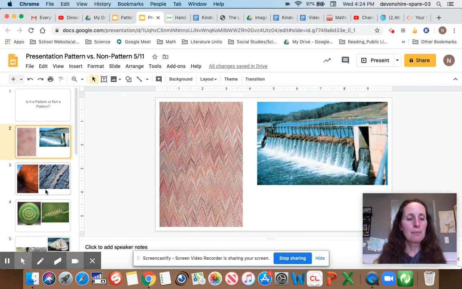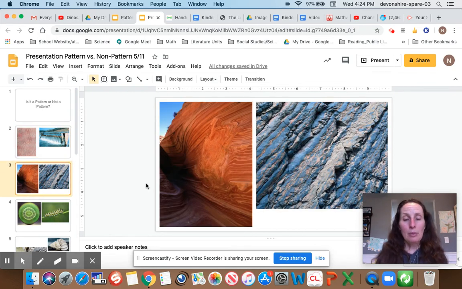You ready? All right, what do you think? I see patterns here for the most part. On this one, I see the red, then the light, then the red, then the light. But right here, I don't see a pattern. Do you guys agree with me? That's kind of messy there. All right, same thing here. Light, blue, light, blue. I see a pattern on this one too.